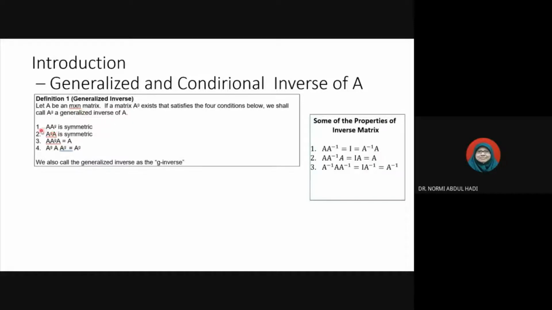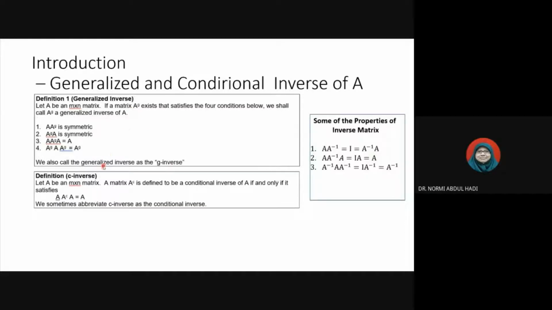The first one, A AG is symmetric. Number two, AG A is also symmetric. The third one, A AG A will give you A. Number four, AG A AG will give you AG. So the generalized inverse of A is also called the G inverse of A.